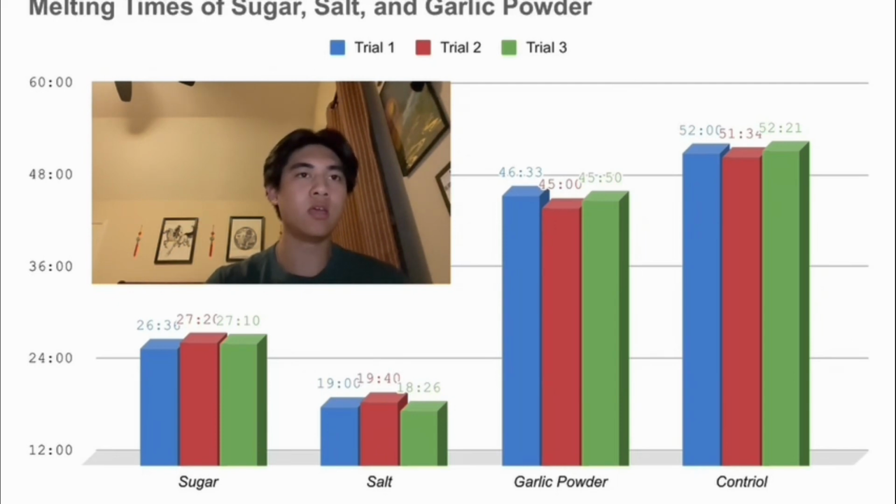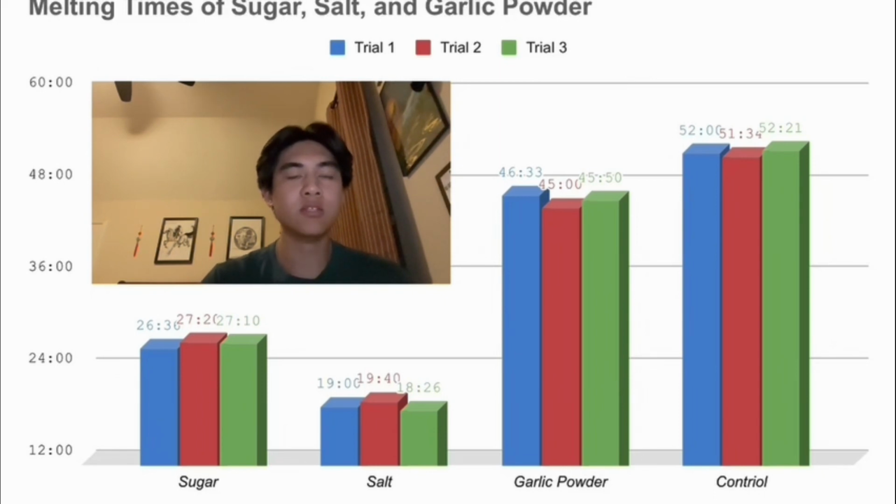So sugar showed a decreased time. It's decreased around 47-48% of the control group. And salt showed a decrease of around 63% from the control group. And garlic powder showed a decrease of only around 12%. So what this means is salt is the most effective substance in speeding up the melting process.